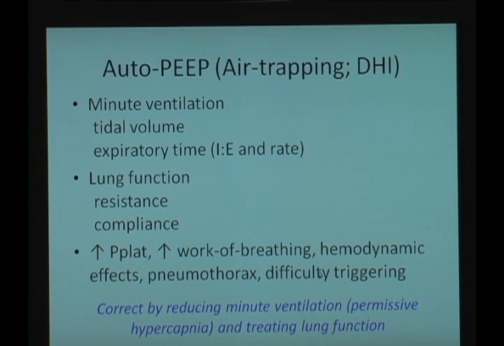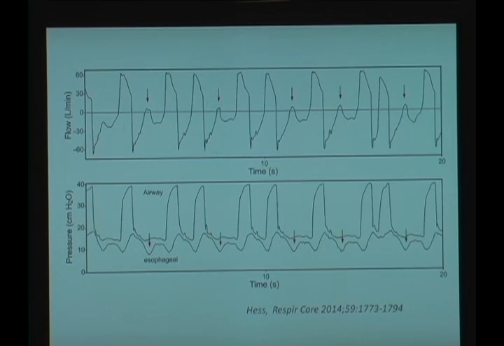So how do we fix this? Well, we correct this by reducing the minute ventilation, allowing for permissive hypercapnia, and treating the lung function with bronchodilators, steroids, and so forth. Interestingly enough, permissive hypercapnia was first described in the literature in the setting of severe acute asthma. You usually think about it in the setting of ARDS, but it was first described in the setting of asthma.